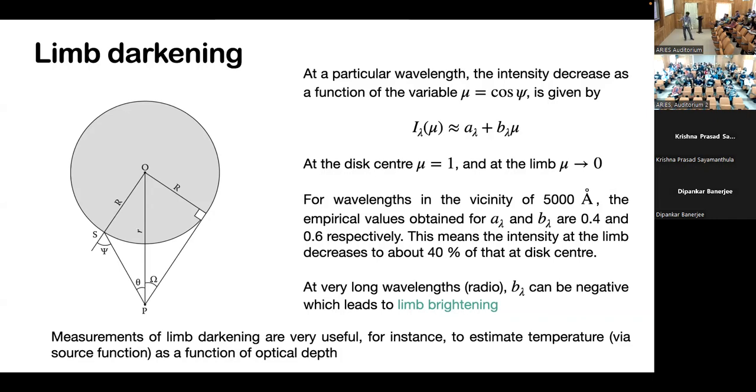This is at the visible wavelength. But if you go to very long wavelengths, for example radio wavelengths, this b lambda can in fact become negative. If it becomes negative, that means you are actually seeing even more intensity, so you are seeing brighter. That is so-called limb brightening. That also happens when you observe at different wavelengths. You have seen this limb darkening tapering off in the previous slides, but this limb brightening can also happen.